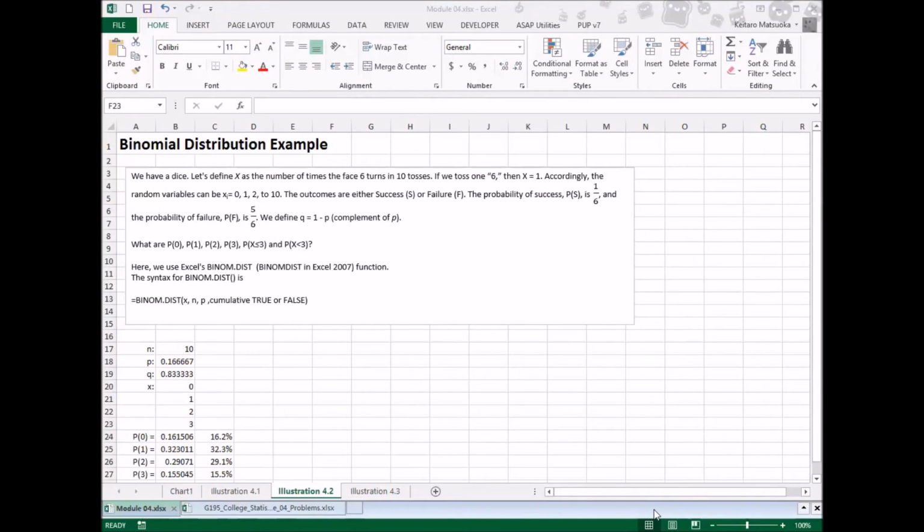This example will show you how to do binomial distribution problems in Microsoft Excel. So the thing about the binomial distribution is you have to be able to tell that a problem is a binomial distribution problem. So let's take a look at this example.